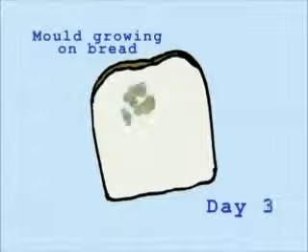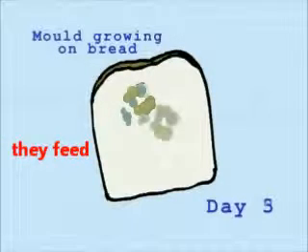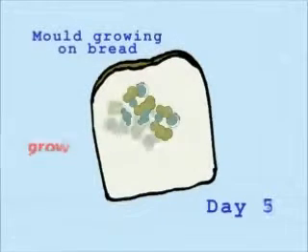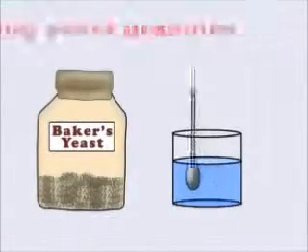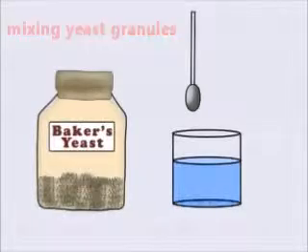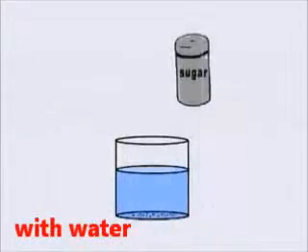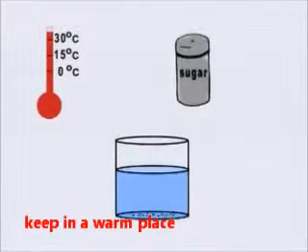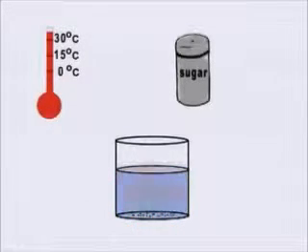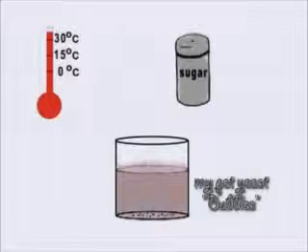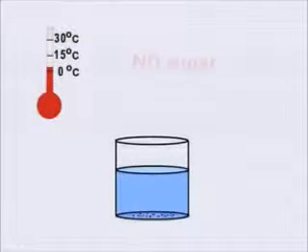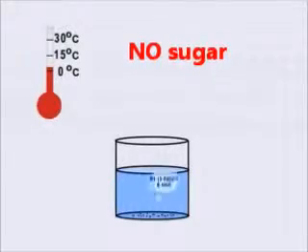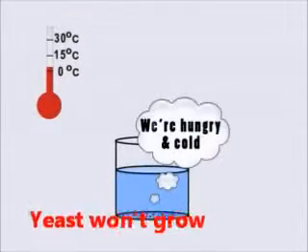Microorganisms are like any other living organisms in that they feed, grow, and reproduce. You can observe this for yourself by mixing some yeast granules with water. If you give the yeast sugar for food and keep it in a warm place, the mixture will become frothy, releasing gas as the yeast multiplies. However, if you deprive the yeast of food and warmth, it won't grow.